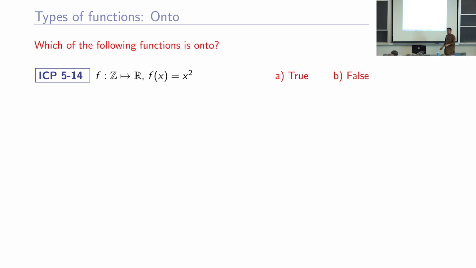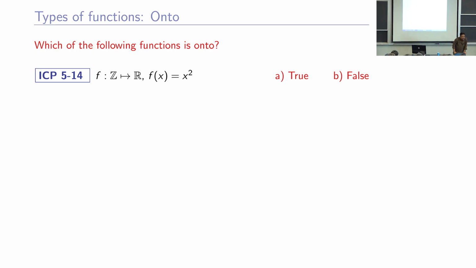Here, every real number has a square root, actually 2, right? But the problem is, every non-negative real number has 2 square roots, but this says the square root must be an integer. If this function is going to give me that, then it must be an integer because the domain here is integers. So this is not onto.